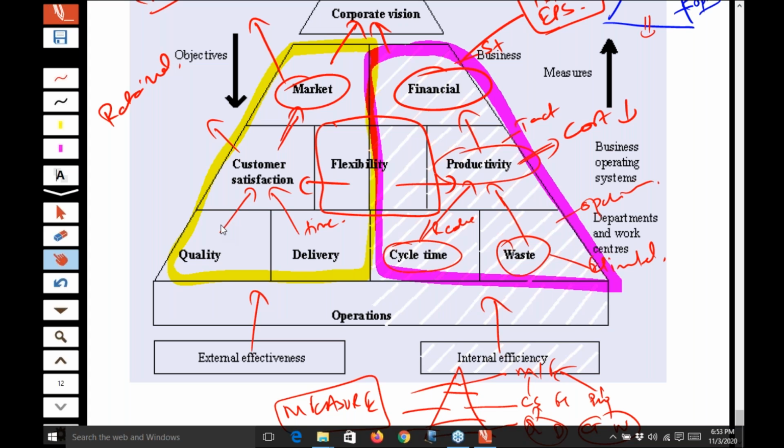Sachini. The questions that we are planning to discuss are going to be on these areas of CSF, KPI, these performance management models and all that.